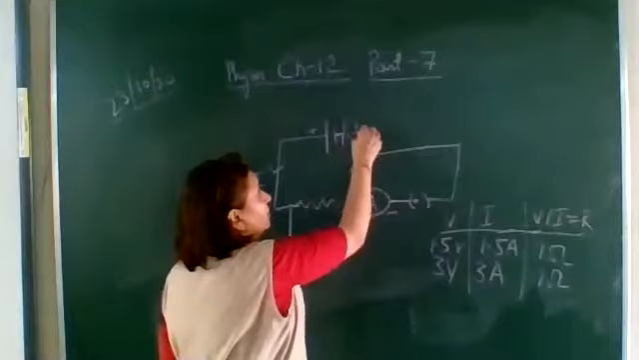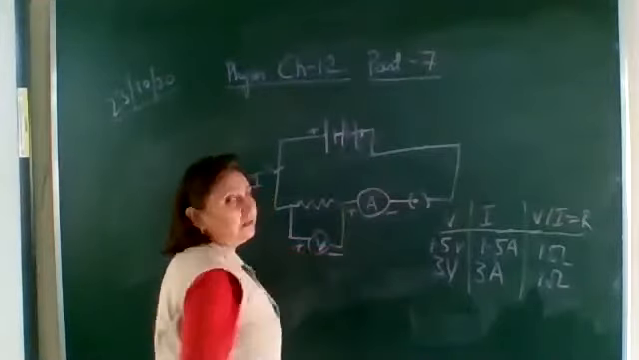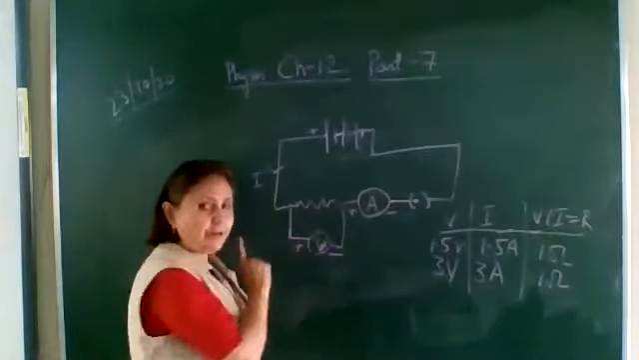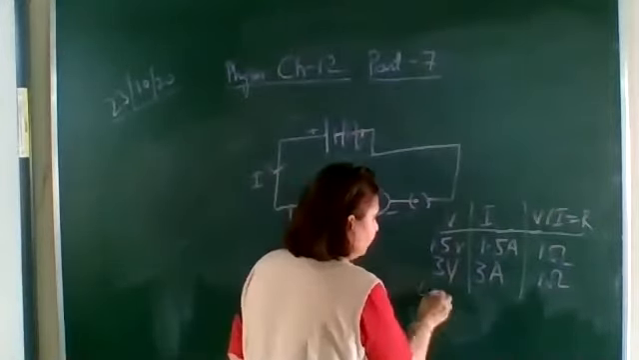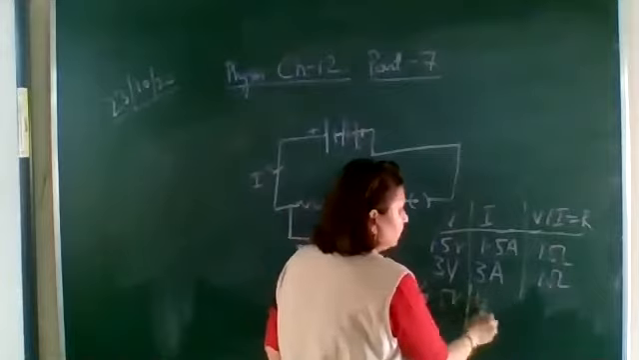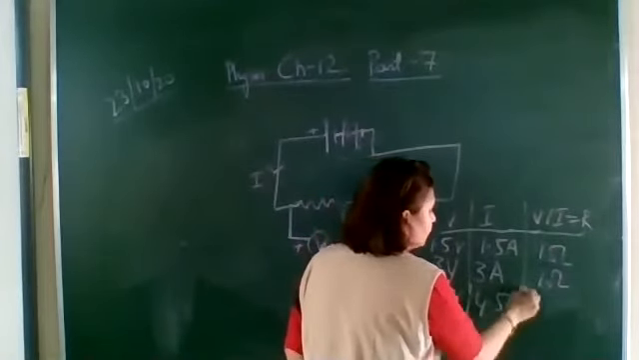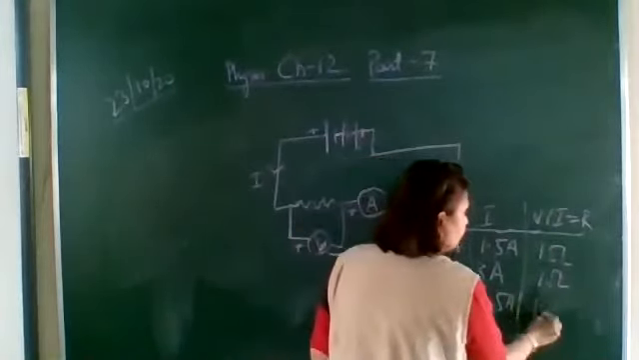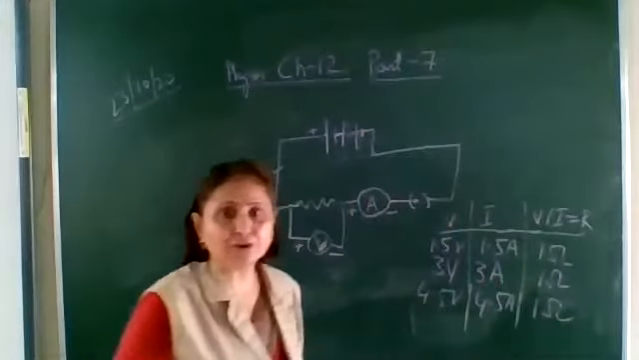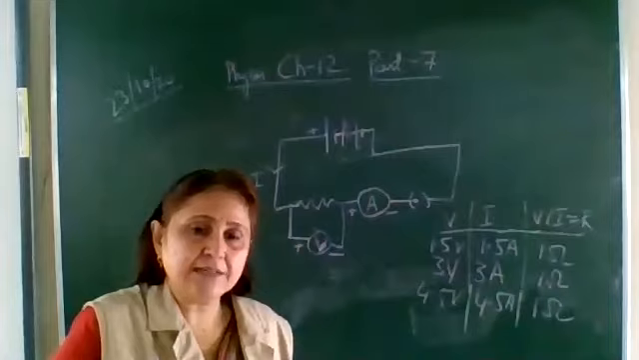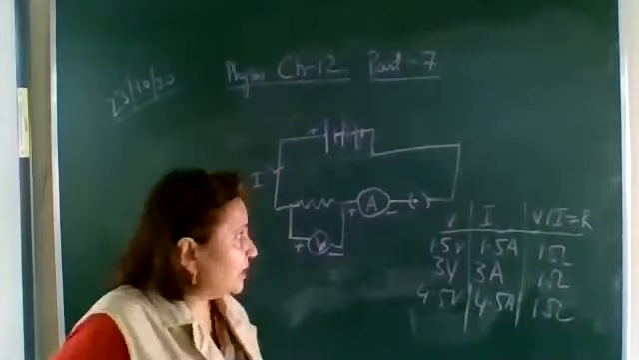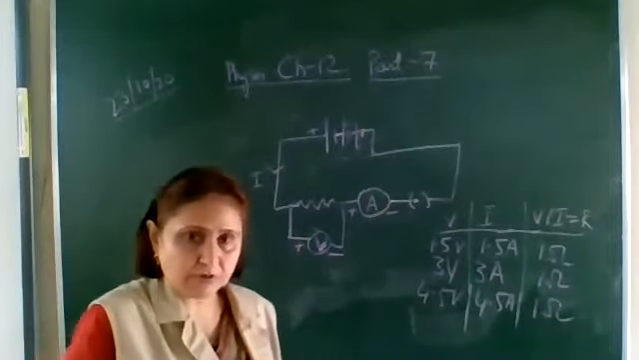Connect one more cell, each of 1.5 volt. Now the voltmeter measures 4.5 volt, and you will see that the ammeter also measures 4.5 amperes. So the ratio of V to I remains constant. That is, V is directly proportional to I. So this experiment proves Ohm's law.